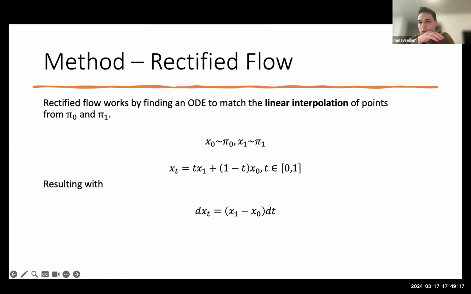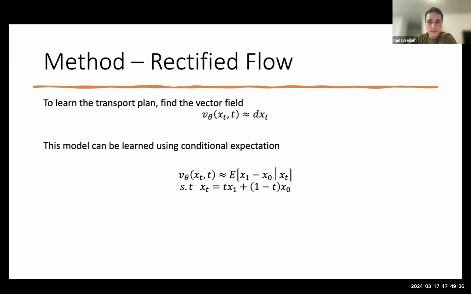I'd also like to note that in contrast to diffusion models, where we define a forward process and invert it, here there is no forward process per se. We define the score function, if you want to think about it that way, and then try to emulate the score function we have defined. So to learn this vector field, we can just use a conditional expectation. We would want the vector field v at the point xt and t to approximately be the expectation of x1 minus x0 given xt.